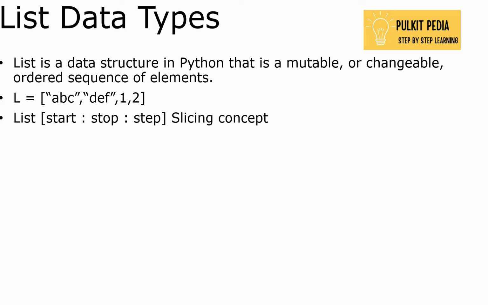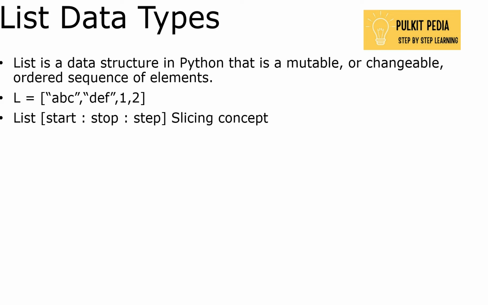How do we define a list? You have to give a variable name, like in an example L is given, then you can give your element or object. It can be a string, numeric, any form, or a list itself. You can have a small list inside a list. So this is one example where we had given ABC as a string, DEF as a string, and 1 and 2 as numeric. So this is an example of a list.